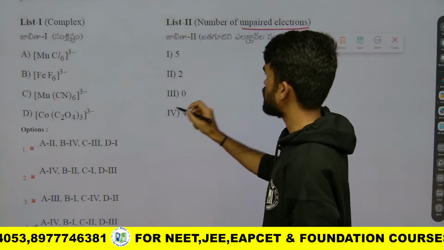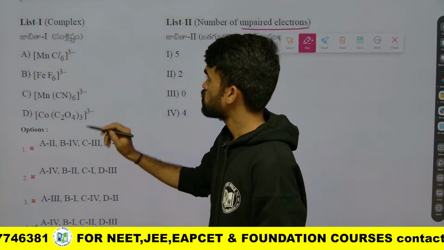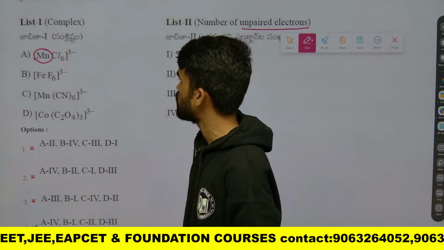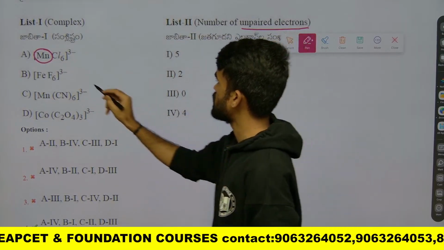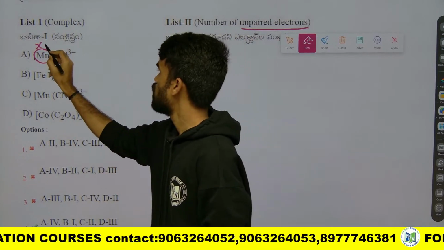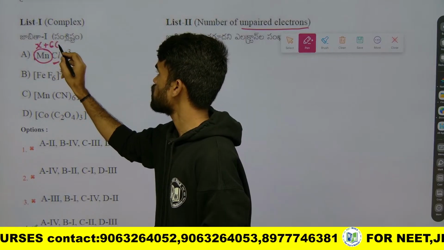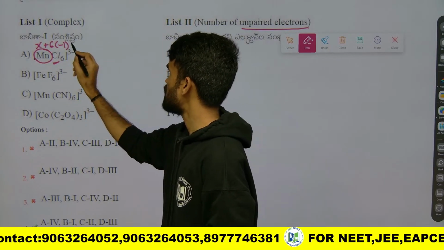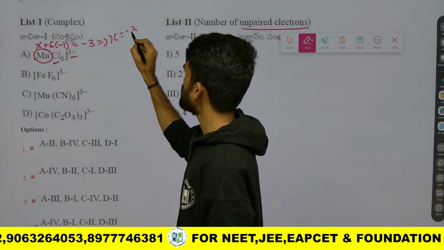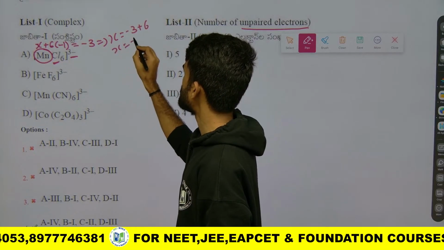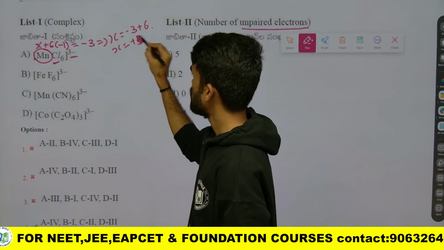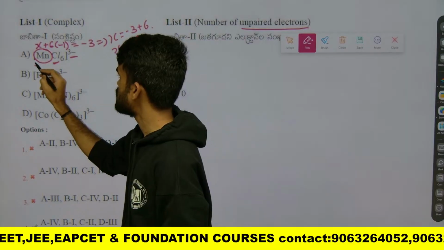See, the first complex is what? MnCl6 3-. First of all, you need to find the oxidation state of manganese. So tell me, what is the oxidation state of manganese? Let us say manganese has X, plus how many chlorides are there? 6 chlorides. The oxidation state of each chlorine is -1. So what is the overall charge present here? That is -3. From here we get X equals -3 plus 6, so X will be +3. So manganese has the +3 oxidation state.